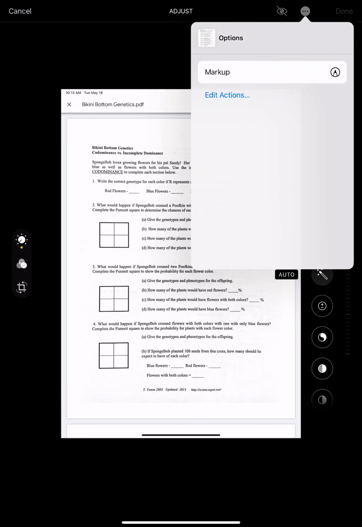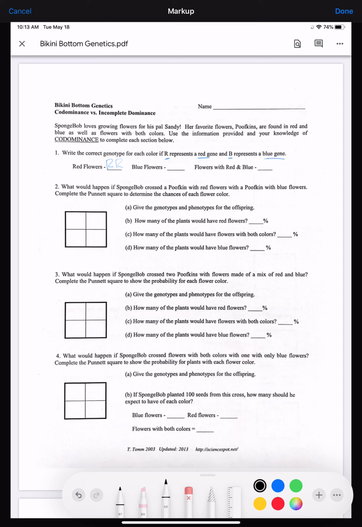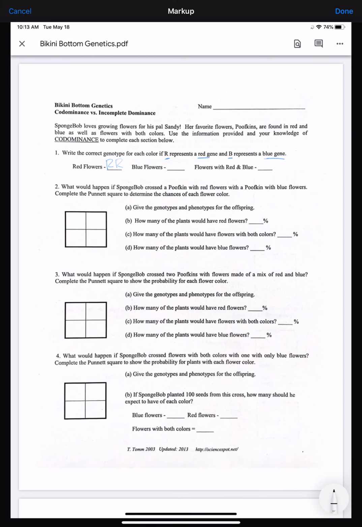All right, so if R represents red and B represents blue, then to get red, you're going to have 2 R's. And then to get blue, you're going to have 2 B's. And then flowers with red and blue are going to have 1 R and 1 B. So both the red allele and the blue allele are present, so the flowers are both red and blue.